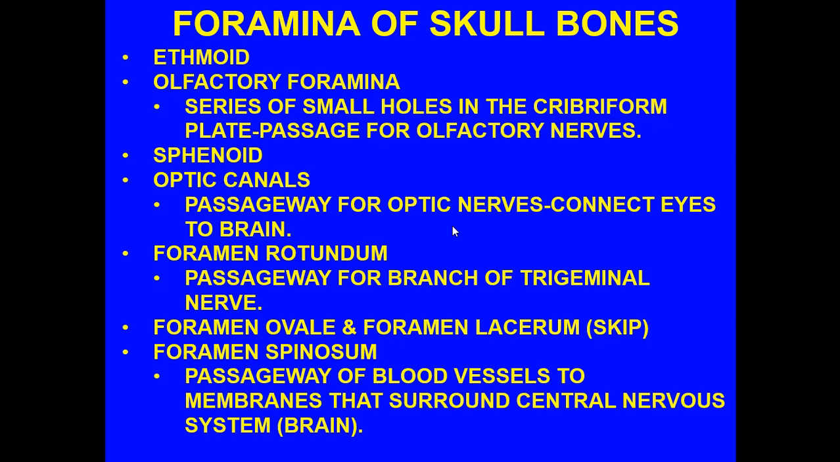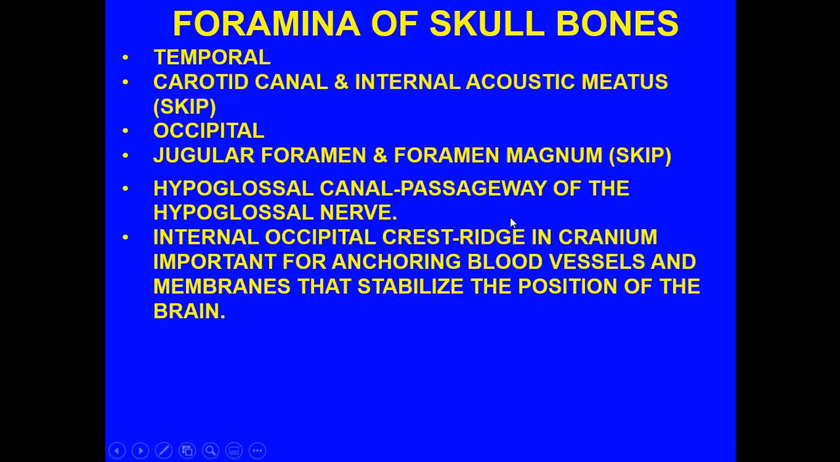That's one of the important cranial nerves that we're going to be talking about later on down the road when we talk about the brain. The foramen ovale and the foramen lacerum I'm going to skip because we've already dealt with them. The foramen spinosum is a passageway of blood vessels to membranes that surround the central nervous system, that is the brain. I've already dealt with the carotid canal and the internal acoustic meatus, so I'm going to just skip over that.